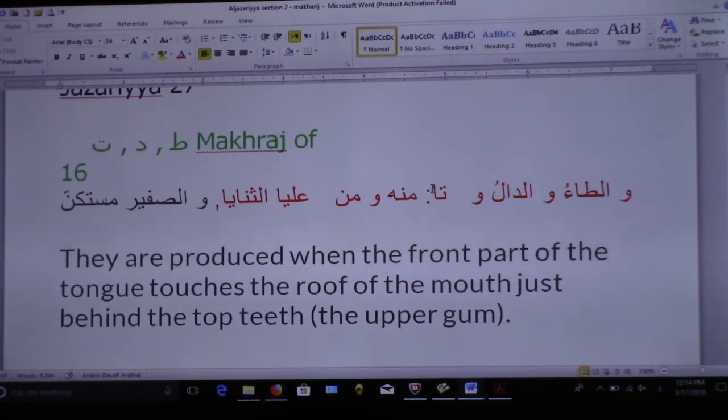Okay. والطاء والدال وتا. These are three letters. What about them? والطاء والدال وتا منه. What does منه mean? منه means what? From it. From what? Huh? Let's see the line before it. What did he say in the line before it?